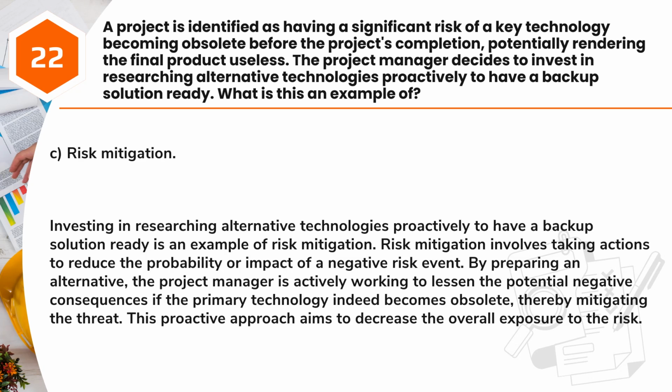Answer: C. Risk mitigation. Investing in researching alternative technologies proactively to have a backup solution ready is an example of risk mitigation. Risk mitigation involves taking actions to reduce the probability or impact of a negative risk event. By preparing an alternative, the project manager is actively working to lessen the potential negative consequences if the primary technology indeed becomes obsolete, thereby mitigating the threat. This proactive approach aims to decrease the overall exposure to the risk.